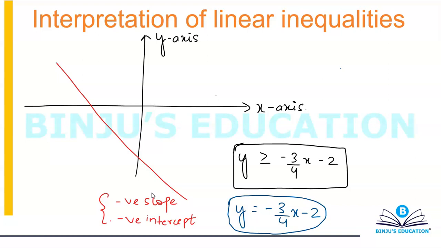Now, this is the equation of the line. We are looking for the inequality. Now, what does the inequality say? It says y greater than or equal to. That means points lying on the line as well as above the line are going to satisfy. So this is how you draw a linear inequality on an xy plane.